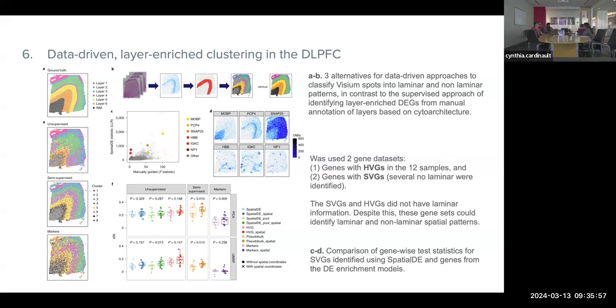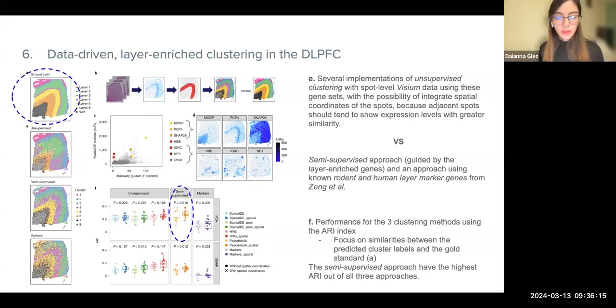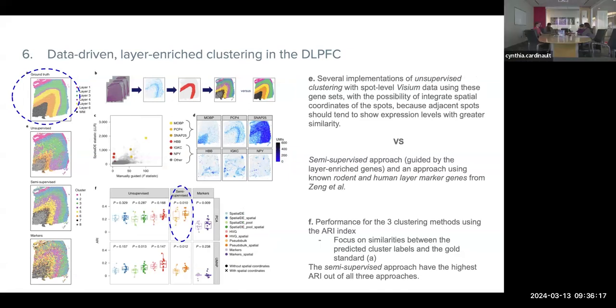In the panel, so in this panel is comprised all the gene-wise test comparisons for confirmation. In the next panel, panel F, can you go to the next slide, Diana? Okay. What is shown here is that different implementations were used that cover the unsupervised, semi-supervised, and also using gene markers to assign these patterns.